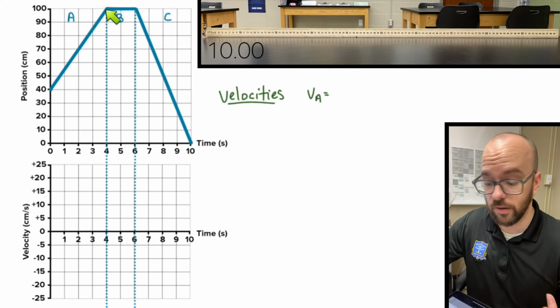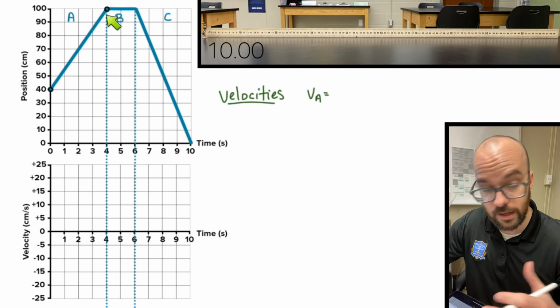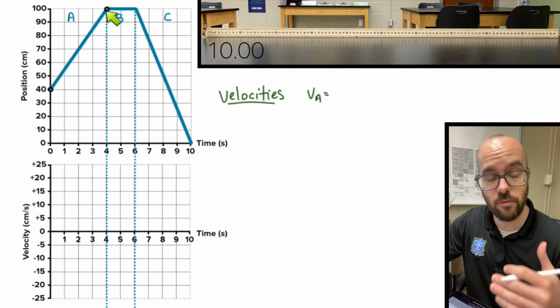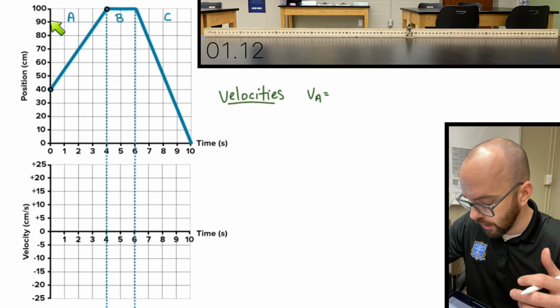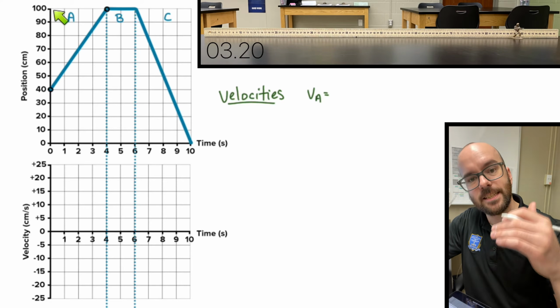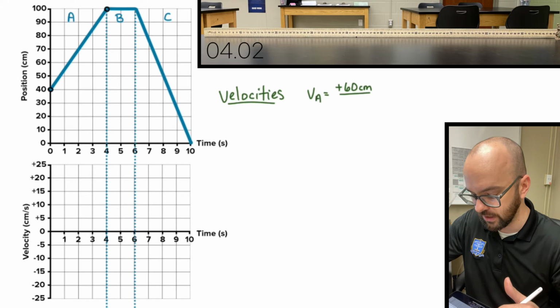Really, it could be any 2 points on the line, but I'm going to use the starting point there and the ending point up there to calculate my velocity. I'm going to find the slope of it, which is rise over run. The rise here is from 40 to 100. In other words, it traveled 60 centimeters forward in that time interval, so positive 60 centimeters.